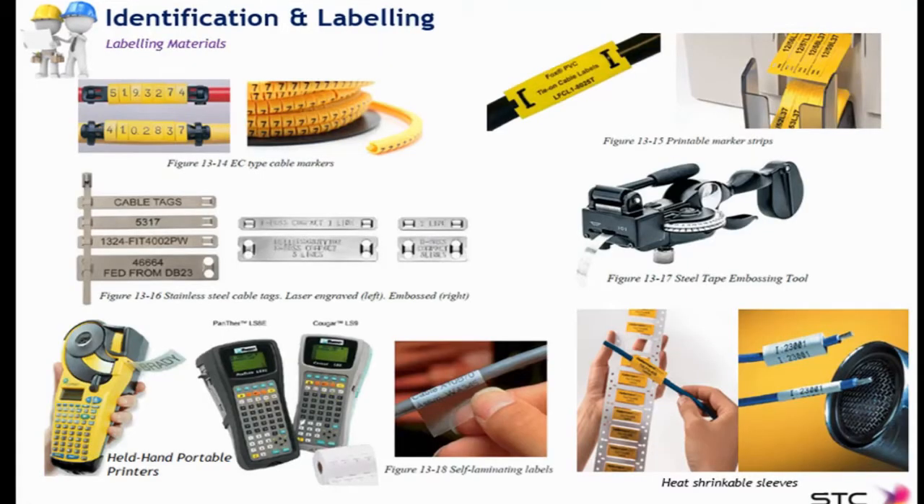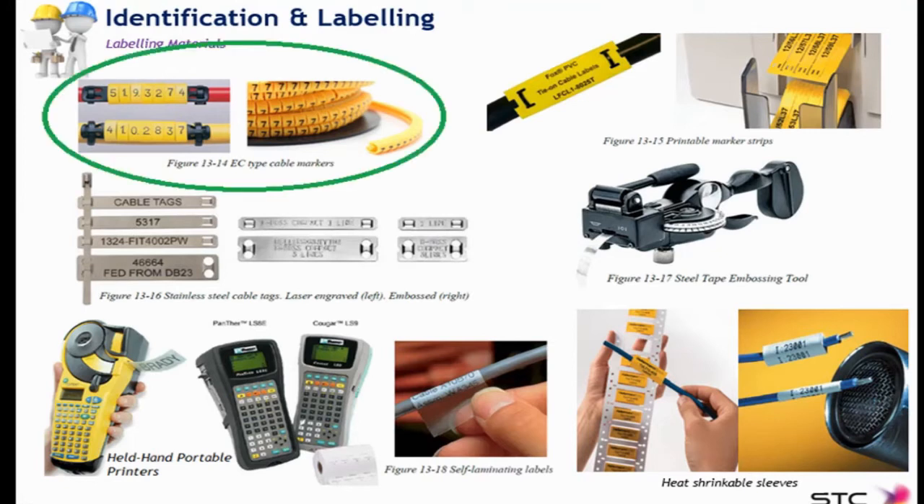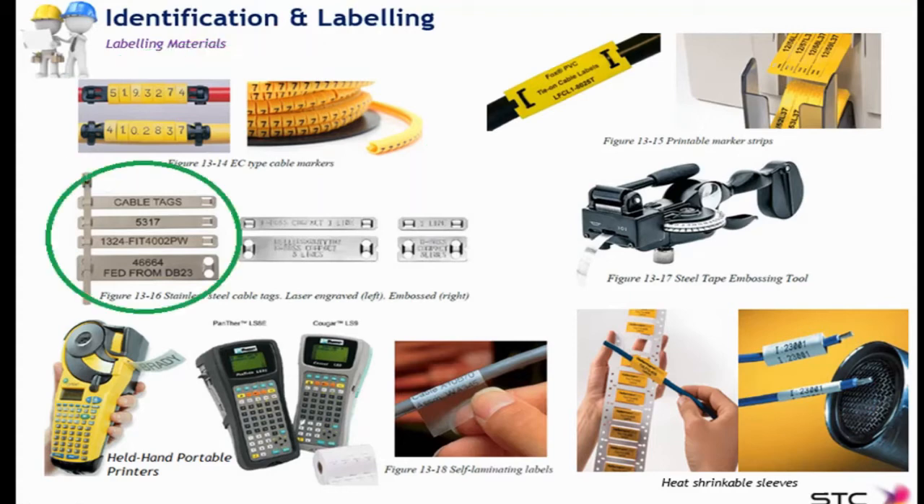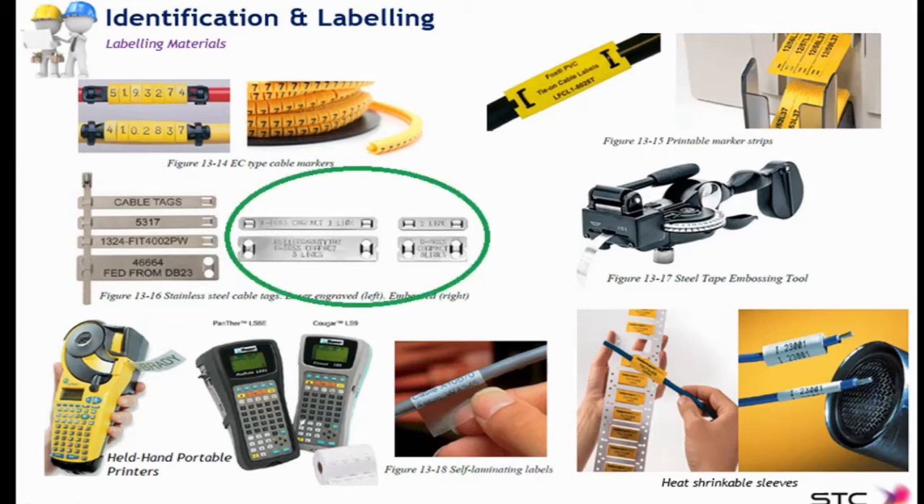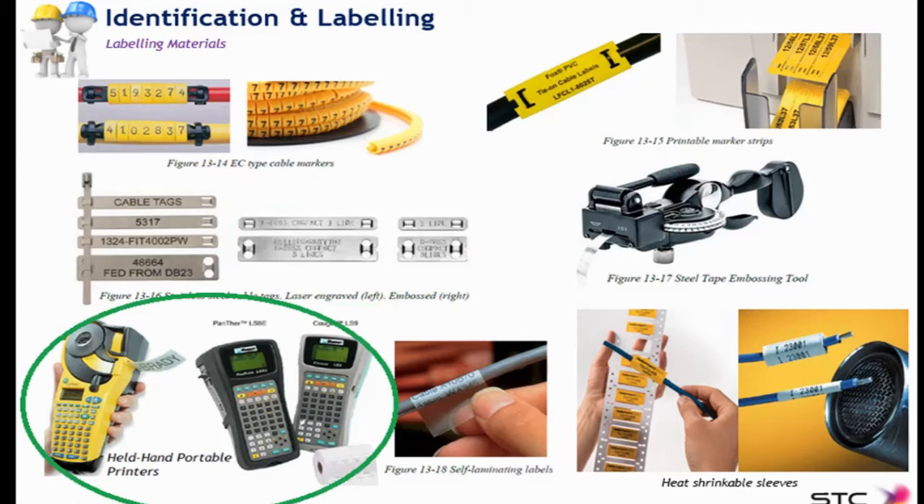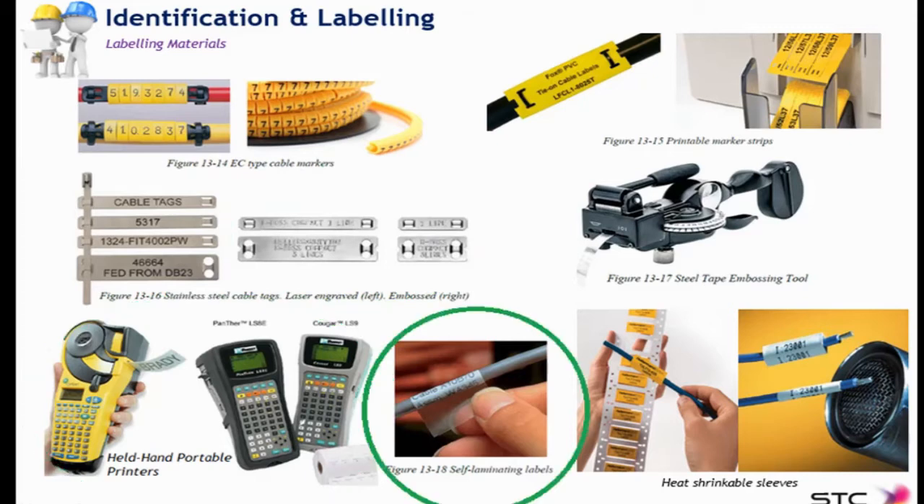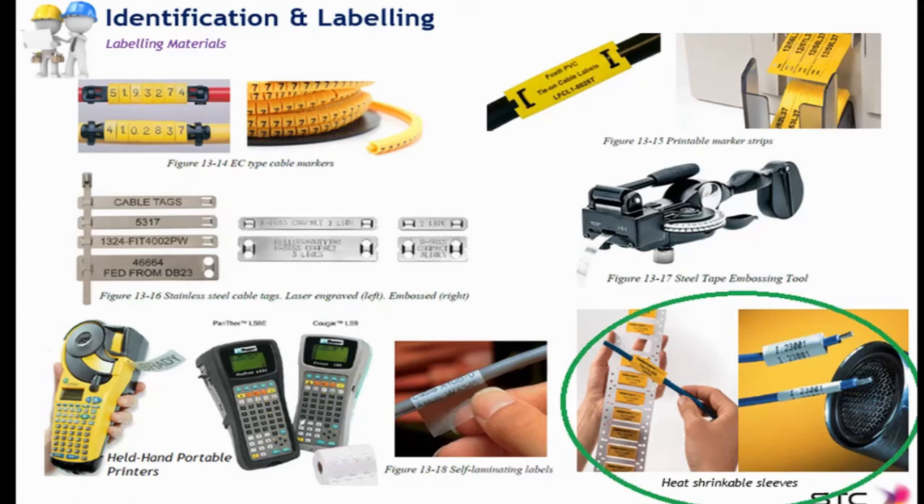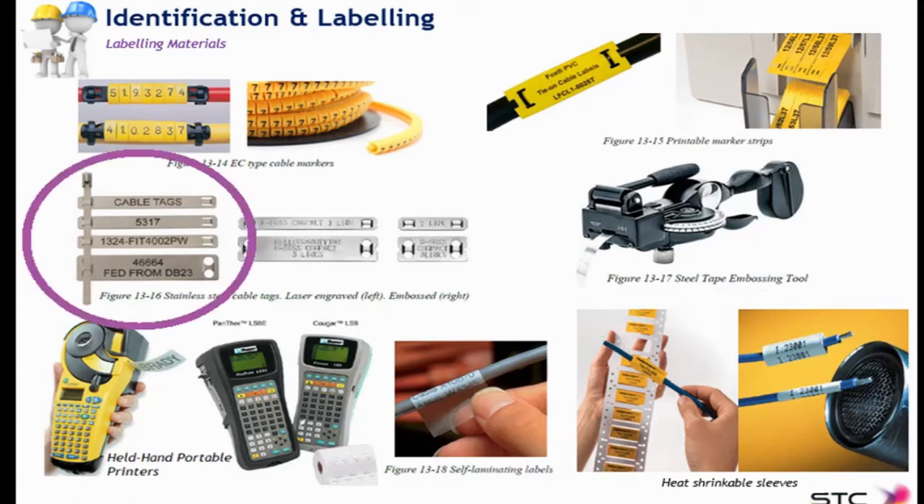Here you have some examples of labels and labeling machines. From the typical ring marking mechanism, very flexible and used for many years already, or laser printed metallic tags, stainless steel laser engraved on the left hand side that are the preferable ones, the aluminum embossed labels, and some machines, handheld portable printers to print plastic labels, self-laminating labels, heat shrinkable labels. There are many types, but the preferable ones, as we said, are the laser engraved stainless steel tags.